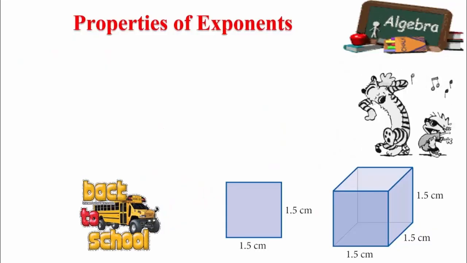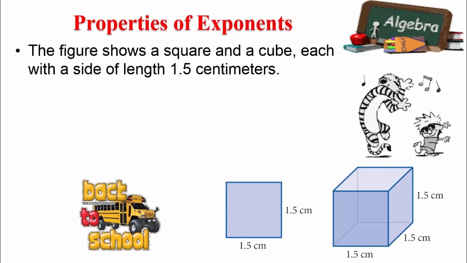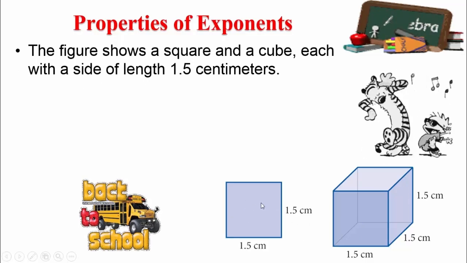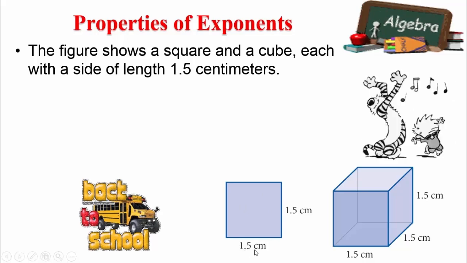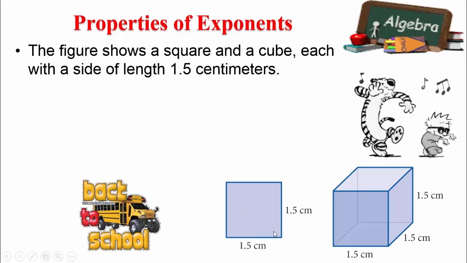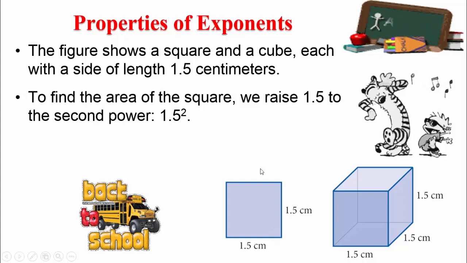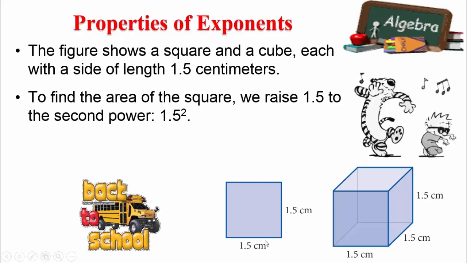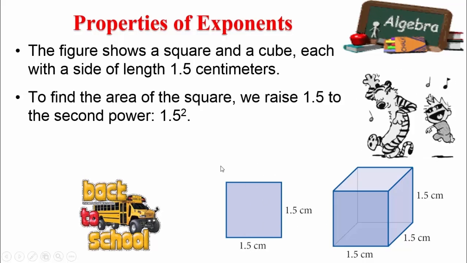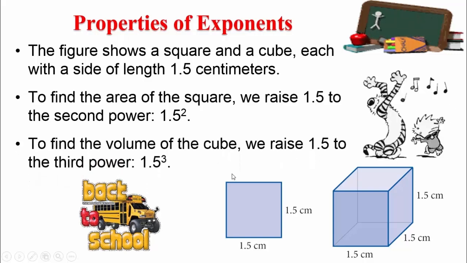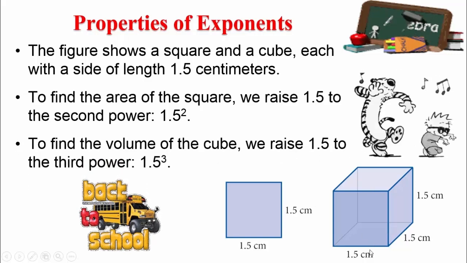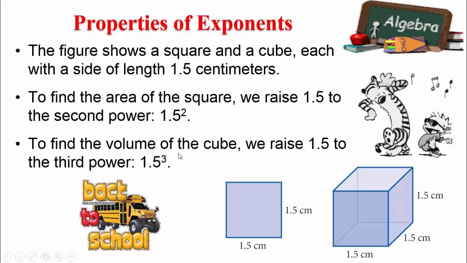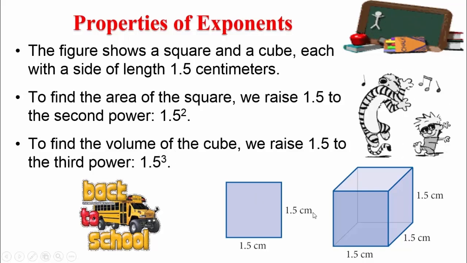So let's look at the properties of exponents. The figure here shows a square and a cube. Each of these sides is 1.5 centimeters. The area of the square is 1.5 squared, which means it's to the second power. The volume of the cube is 1.5 times 1.5 times 1.5, which means it's to the third power, or cubed.